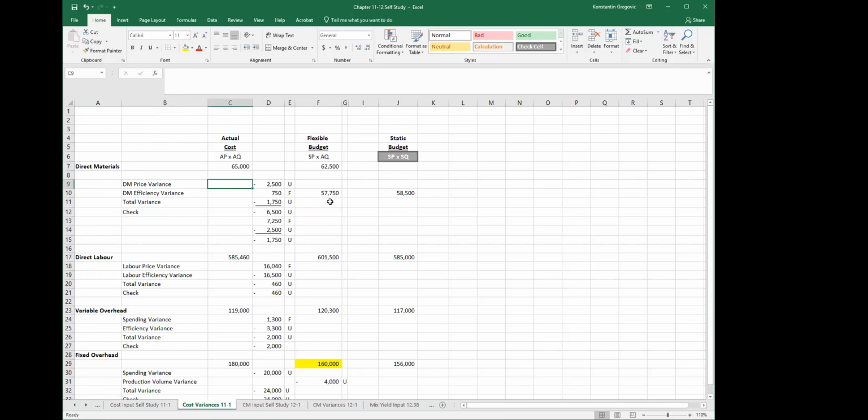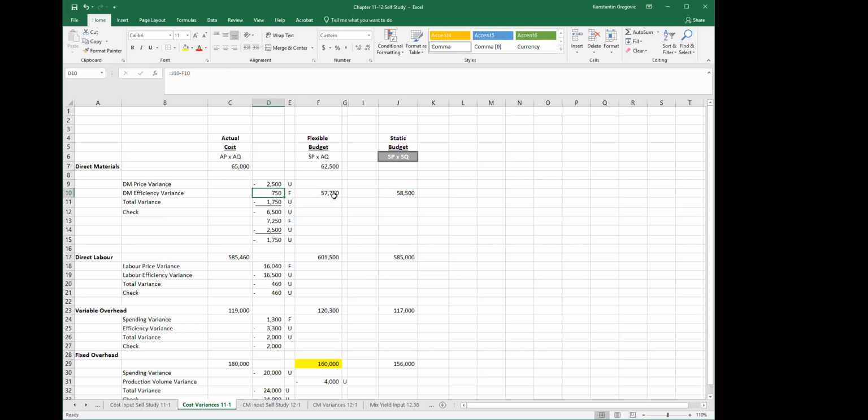So direct materials, simply actual cost minus flexible. So 65,000 minus 62,000. My efficiency are these two variances, but this is the way I do it. I want to do my total variance. What's my total variance? Total variance is 65,000 less my 58,500, 6,500. So that's my total variance right there, 6,500. So 65,000 minus 62,500, 2,500, unfavorable. I spent more than I budgeted.